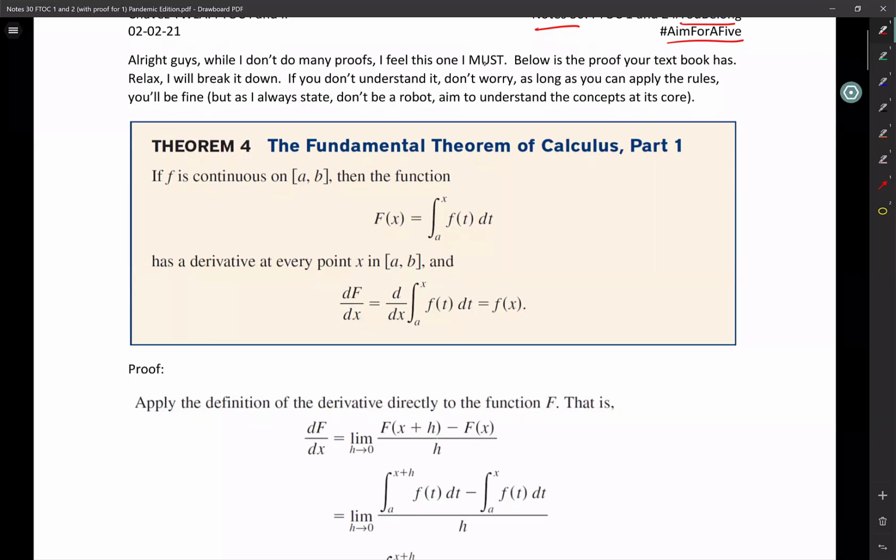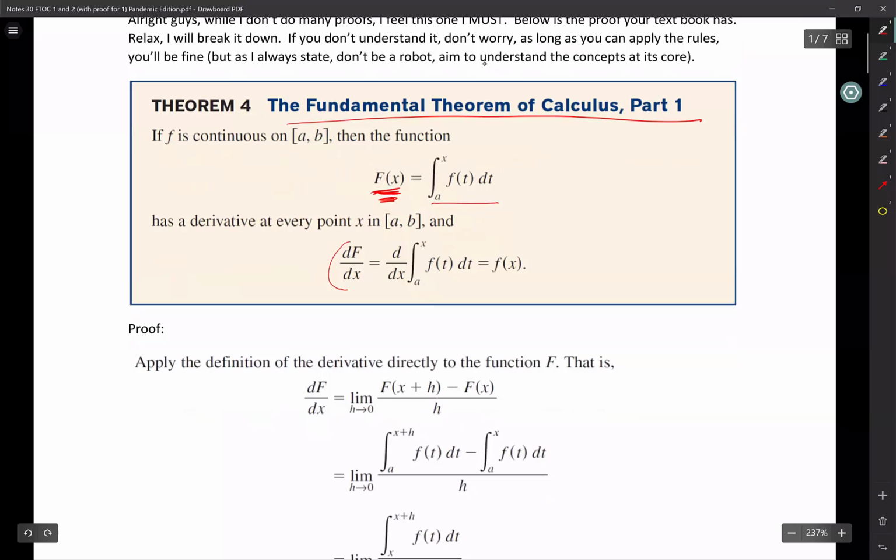So what is the proof and how are we going to prove it? You're about to see. They're giving us a definition here, the fundamental theorem of calculus part 1. They're telling us that the big F is equal to that. So I've got some equation equals that, and then it looks like a derivative.